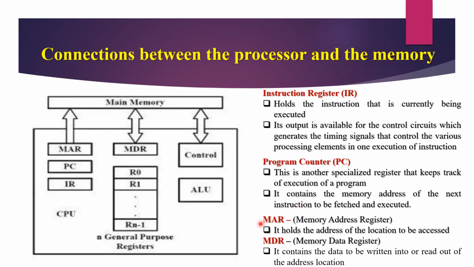MAR, memory address register, holds the address of the location to be accessed. MDR, memory data register, contains the data to be written into or read out from the address location. So MDR is used to fetch the data or to store the data into memory. MAR is used to fetch the instruction from main memory. MDR fetches data from memory as well as stores data into memory, so it performs a bidirectional operation.